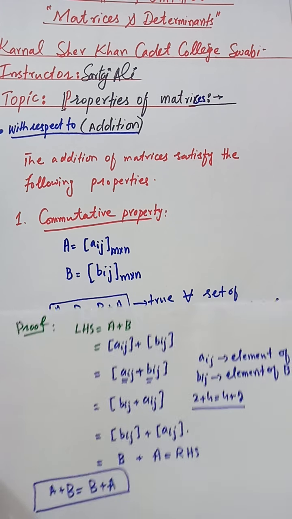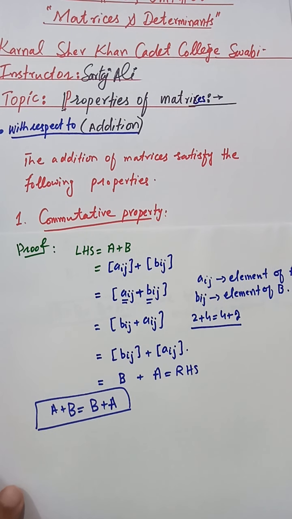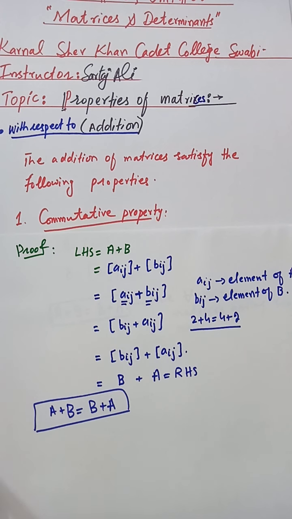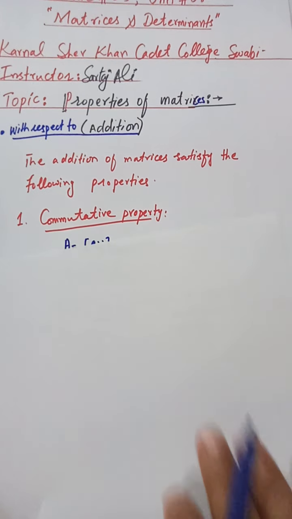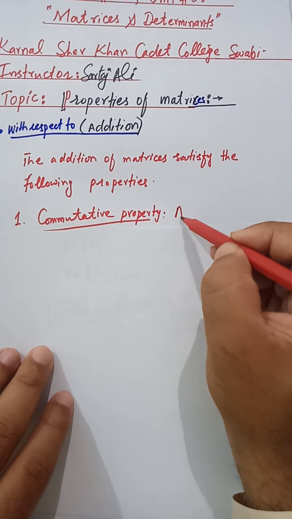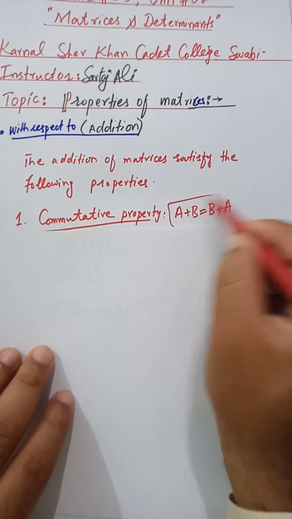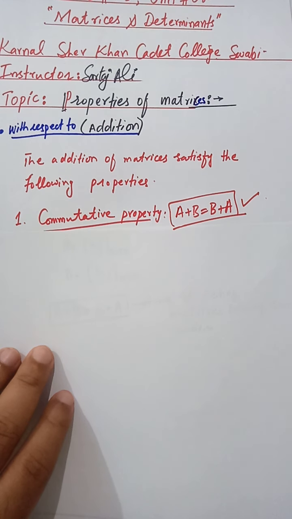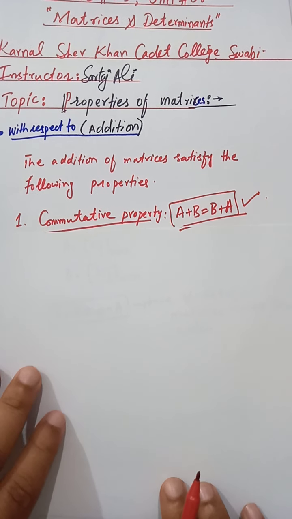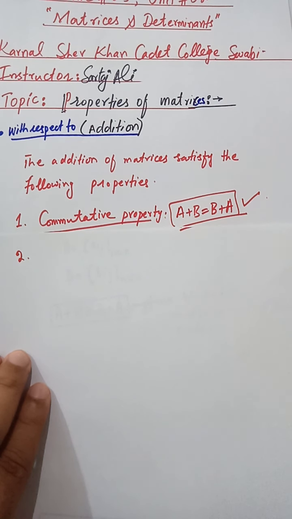So that's why the order must be the same. This is the first property, which is the commutative property with respect to addition, which is true for all sets of matrices having the same order. The second property is the associative property.